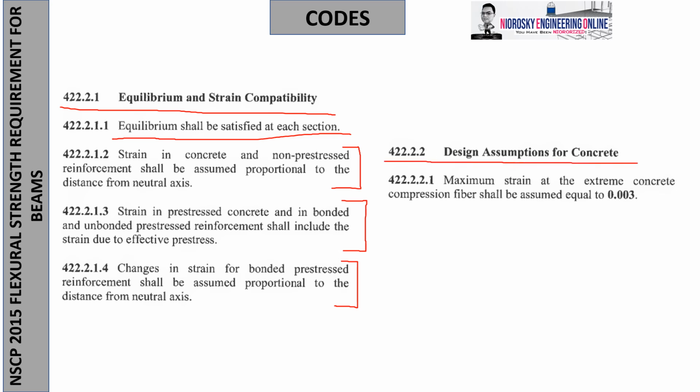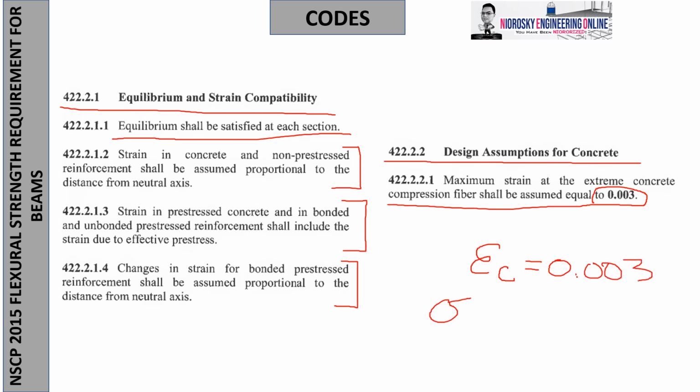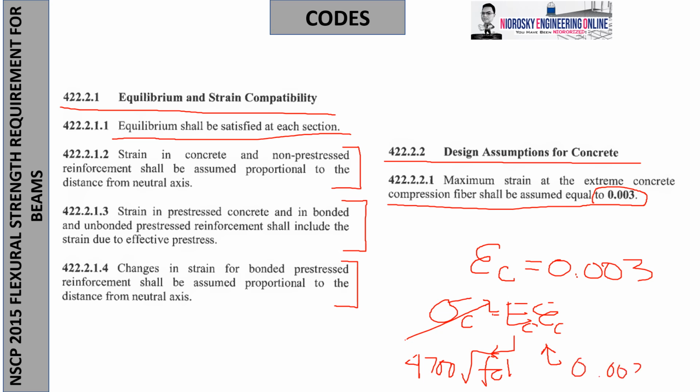Under section 422.2.2, ito yung pinaka-importante, isa sa mga importante, that the maximum strain at the extreme concrete compression fiber shall be assumed equal to 0.003. Ang sinasabi lang po nito, yung strain of concrete na kailangan natin consider at all times is 0.003. So therefore, we know that the stress is the modulus times the strain. So sigma concrete equals E concrete times strain. So we can eventually calculate the required stress of concrete by multiplying, say, for normal weight, 4,700 square root of fc prime, by the strain of concrete, 0.003. So this will be your target performance.